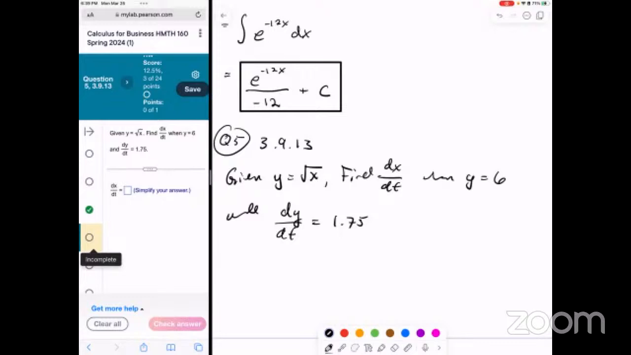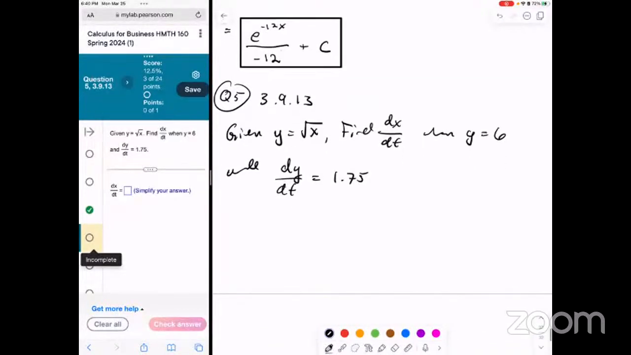dx by dt, they gave us dy by dt. Okay. So, all right, let's do it like this. If we were to consider dy by dt, the derivative of y with respect to t, we would have to take the derivative of y with respect to x first. Then we would say times the derivative of x with respect to t, right? I think we're trying to find dx by dt. So let's plug in what we have.